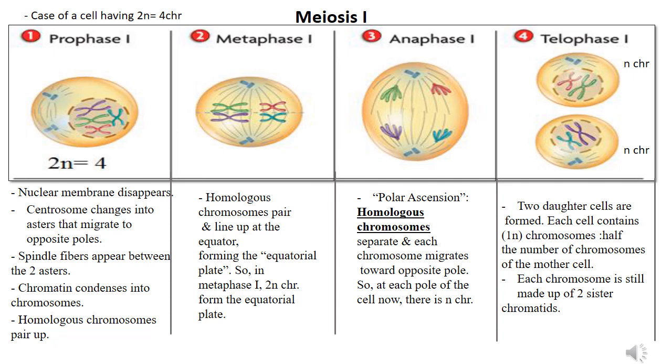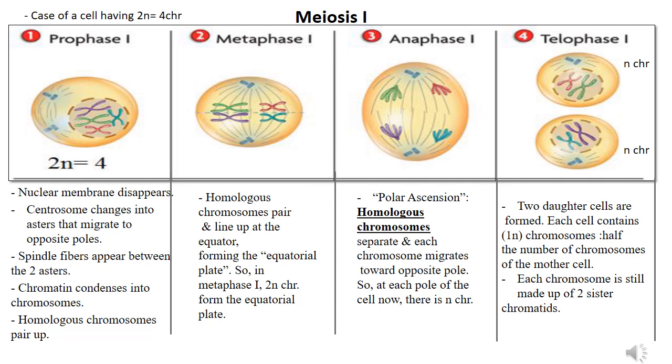Anaphase is always characterized by polar ascension, that is, migration of chromosomes to the opposite poles. Let's see, what happens in anaphase I of meiosis I? The homologous chromosomes that were at the equator of the cell separate, and each chromosome migrates toward the opposite pole. So, as you see, at each pole of the cell now there is only N chromosomes, which is 2 in our case. So, this is polar ascension.